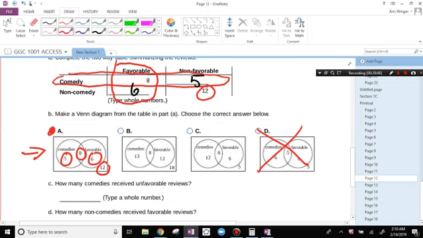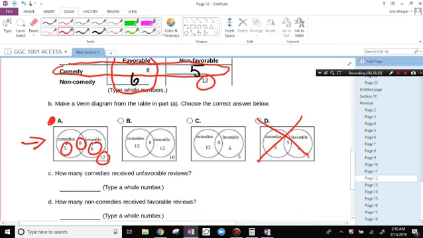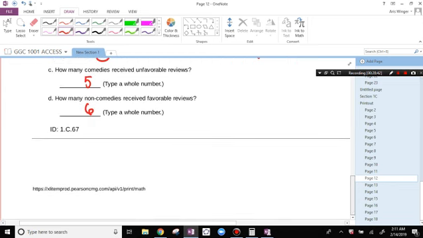How many comedies received unfavorable reviews? Comedies, unfavorable. We're going to roll with 5. How many non-comedies received favorable reviews? Non-comedies, favorable, 6. Beautiful.